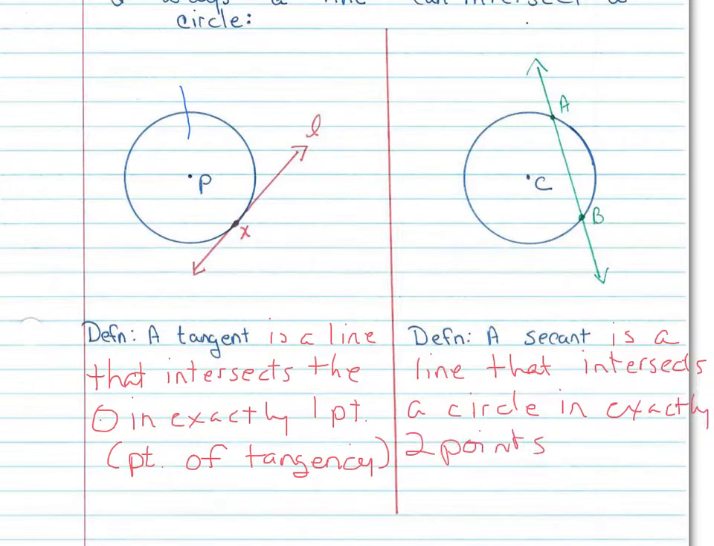Would it be possible for a line to intersect a circle in more than 2 points? Yes, no? No. Why not, Hannah?